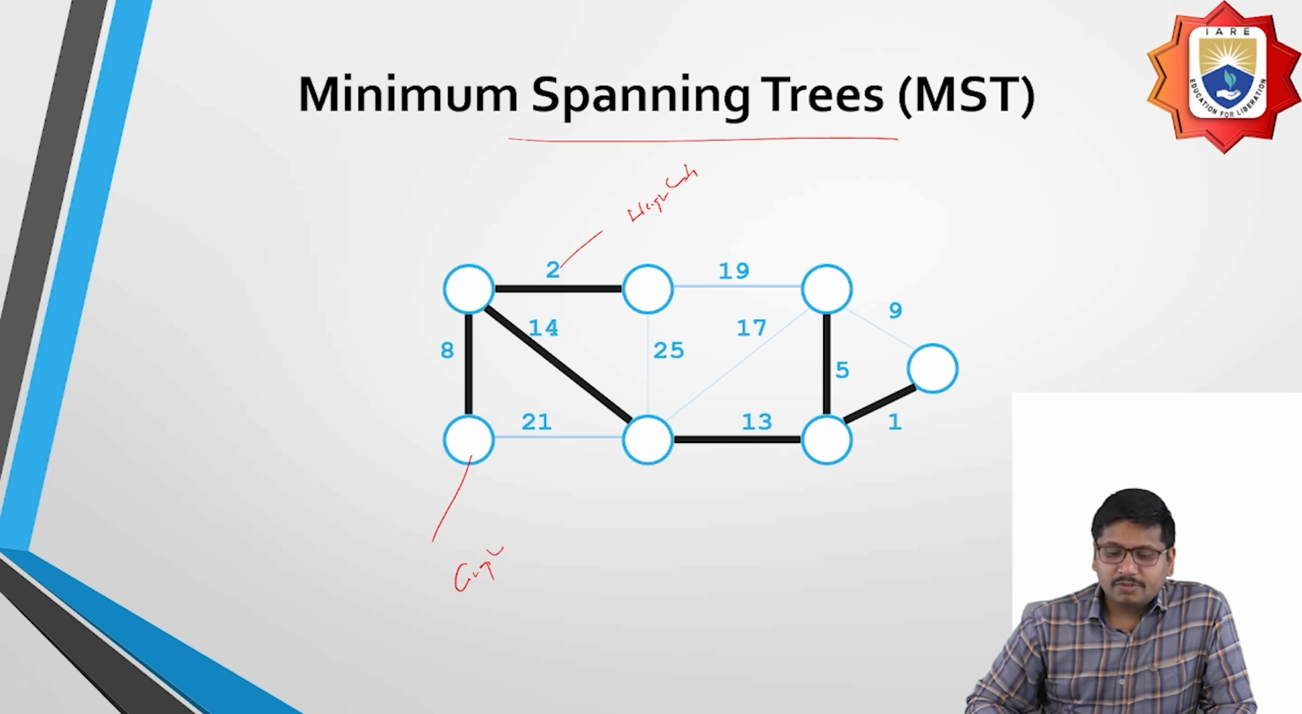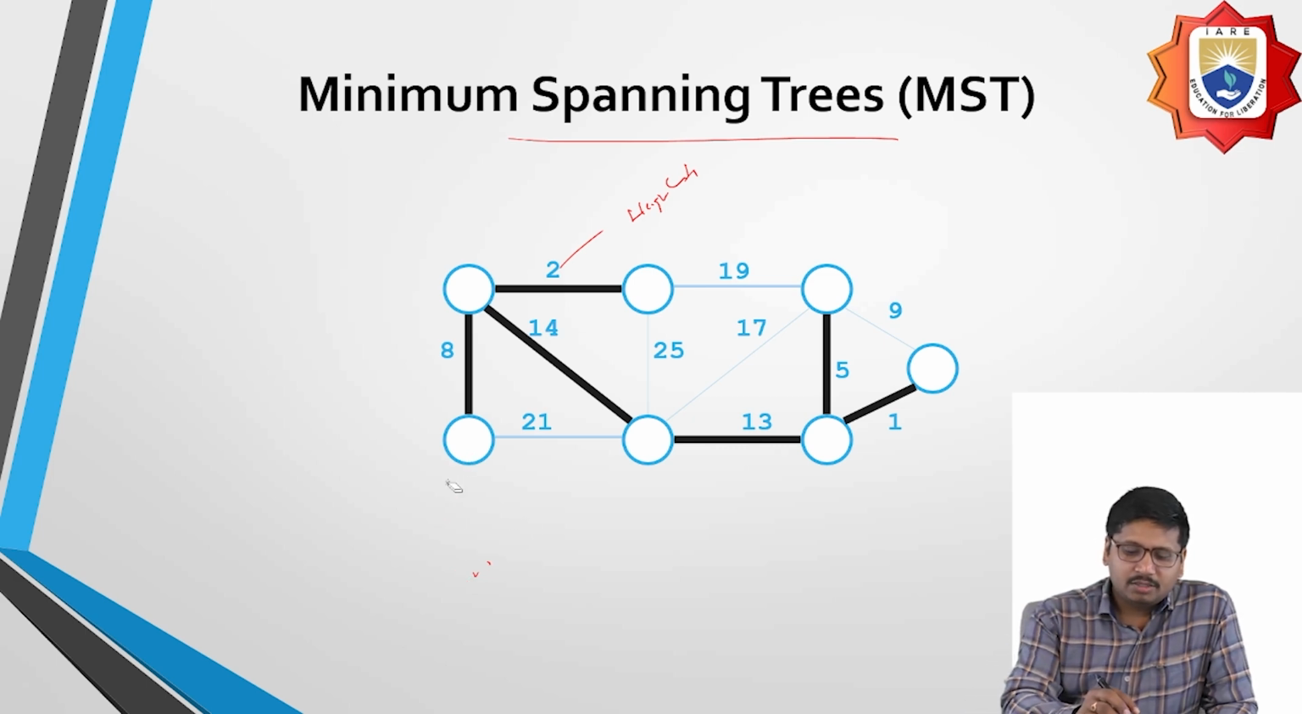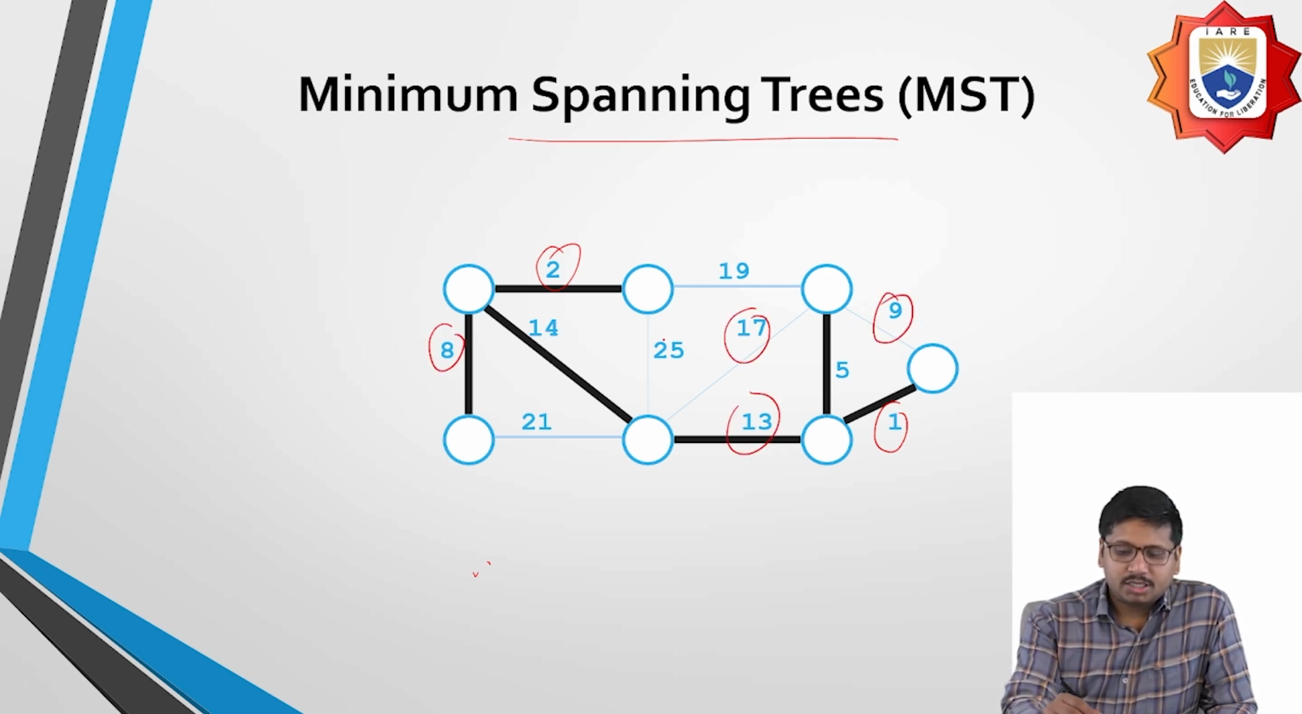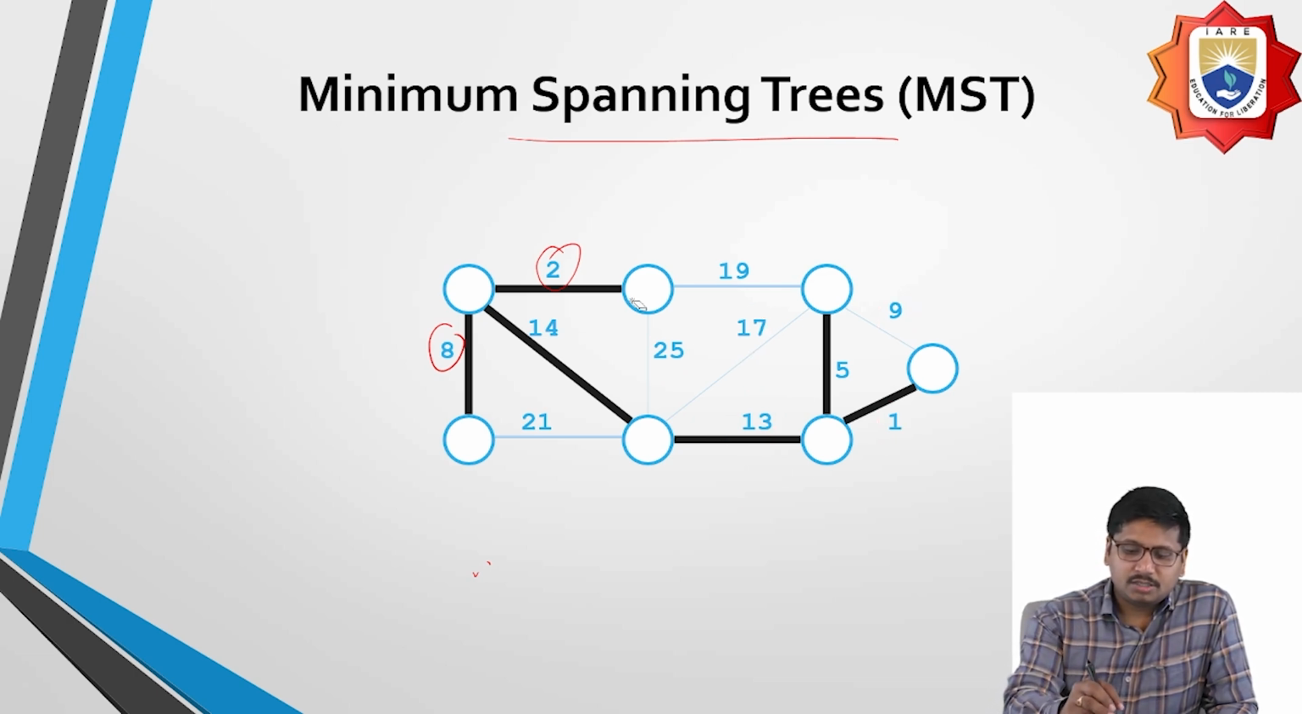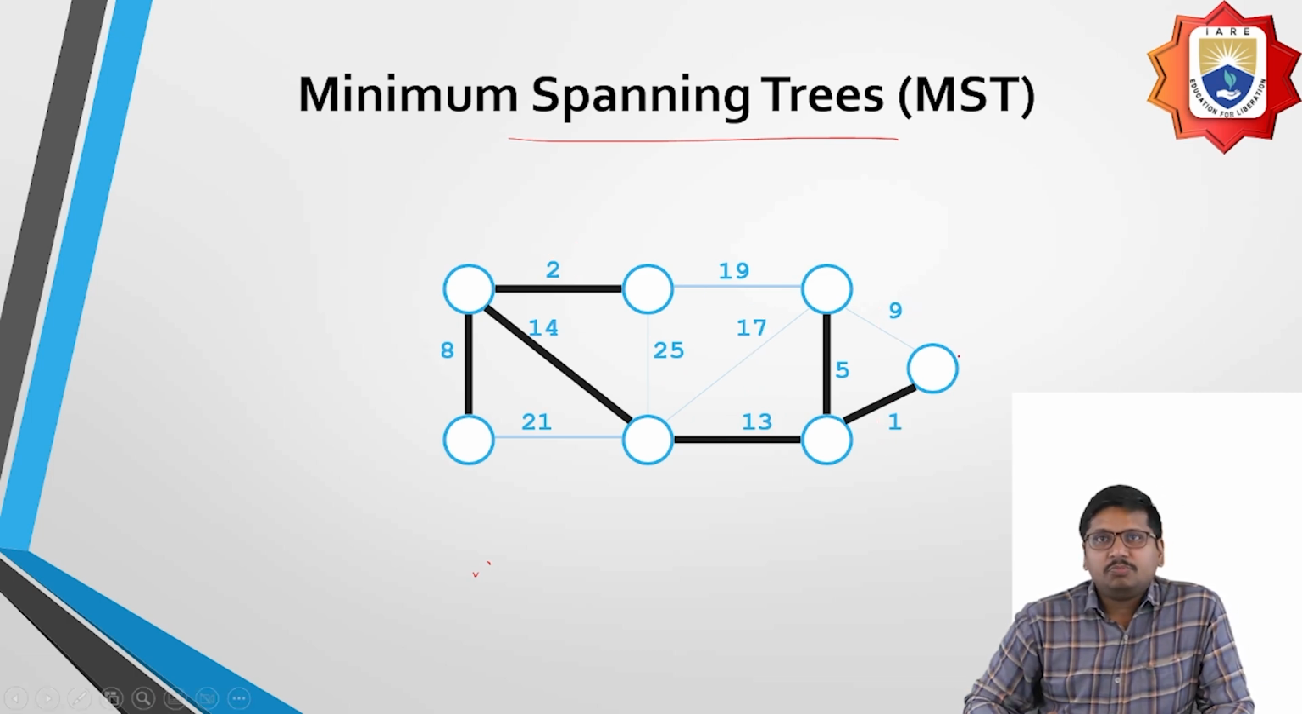Normally many of them are identified using the greedy approach. So like so, minimum weight 2, and then the next one 8, and then 9. Like this we are able to construct it, but the problem is that the weight of the spanning tree should be minimum.